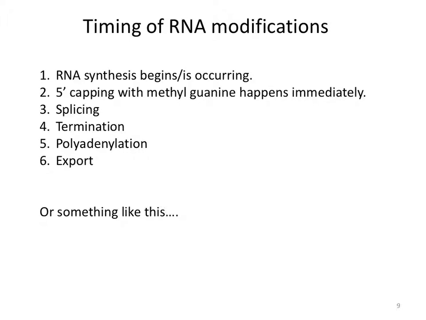However, in many genes, it's worth noting that the splicing can actually happen here. Sometimes, particularly in smaller transcripts, splicing will happen after everything else is complete and immediately before export. So in those cases, it would be 1, 2, 4, 5, 3, and 6. And that concludes this lecture.